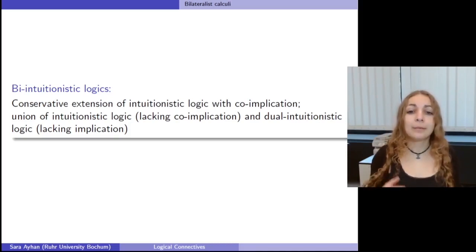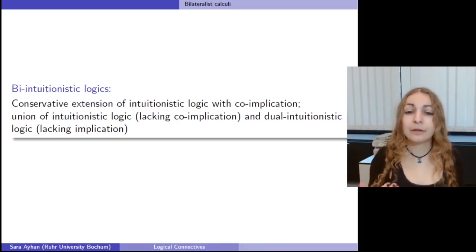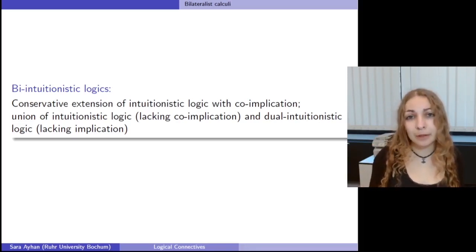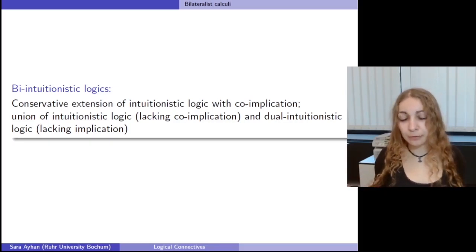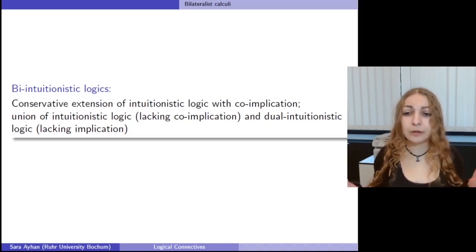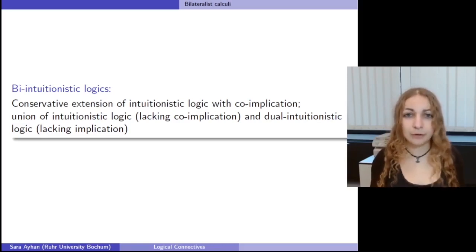And this is also why the logic I showed you the natural deduction system for is called 2Int, because it is a bi-intuitionistic logic. So bi-intuitionistic logic is intuitionistic logic conservatively extended with co-implication. It could also be seen as a union of intuitionistic logic, which only has implication and not co-implication, and dual intuitionistic logic, which lacks implication but has co-implication.